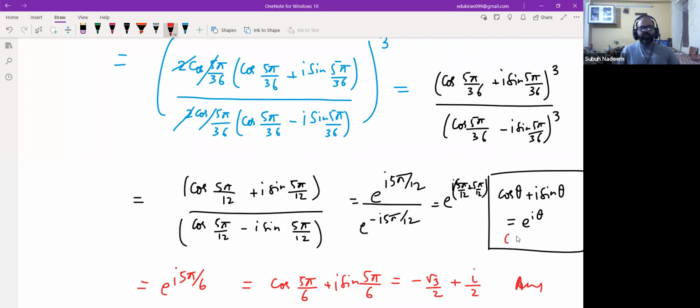So there are many forms like polar form, Euler form, and De Moivre's theorem also, which we use to solve such type of questions.